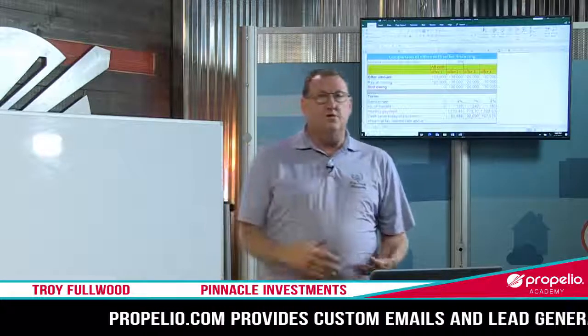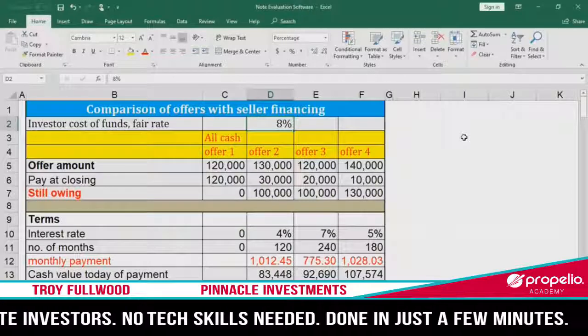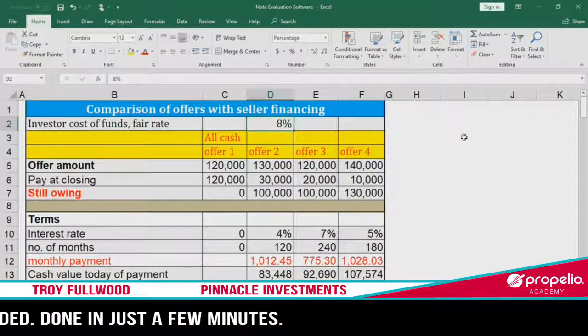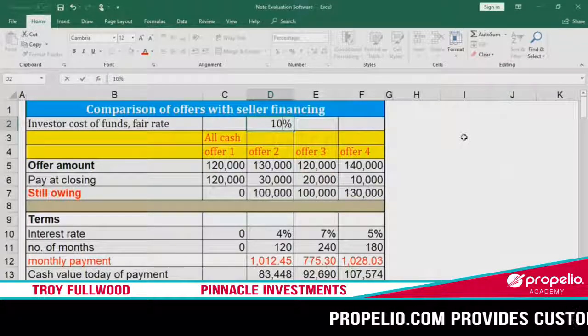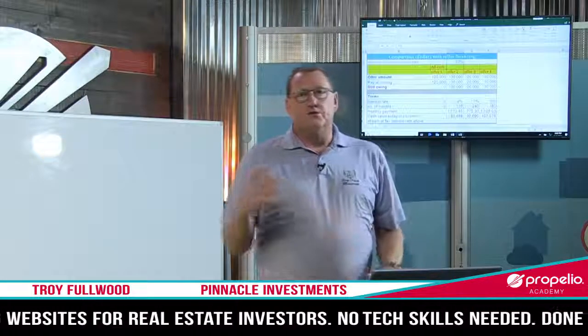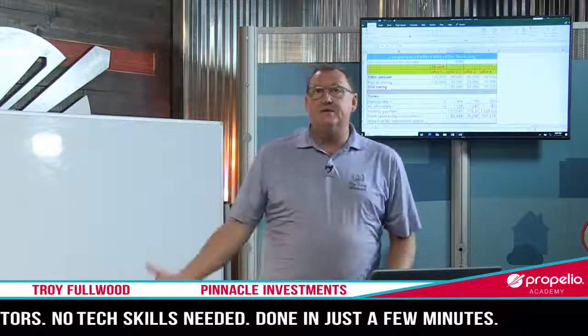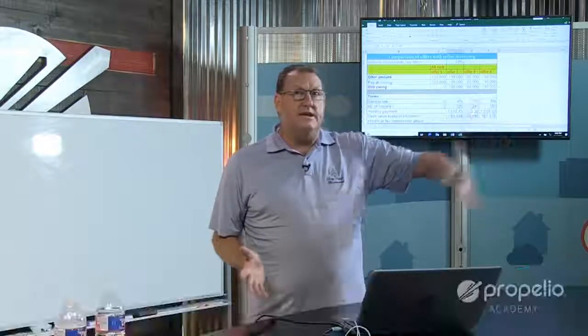So this is one of those things where I can sit there and say, okay, if I'm buying something, the first step here is investor cost of funds or fair rate, also known as investor yields. Investor cost of funds is a little different, but what would the investor's rate of return be? I'm going to put in what I would call a middle of the board investor yield that an investor would look for.